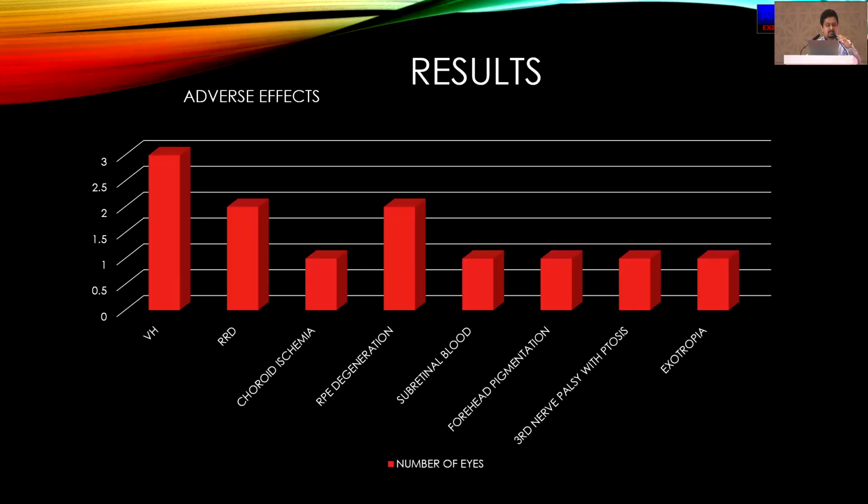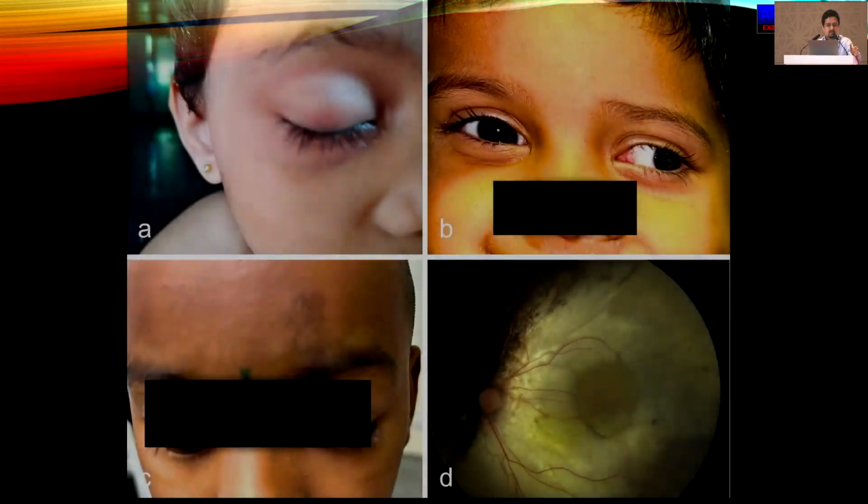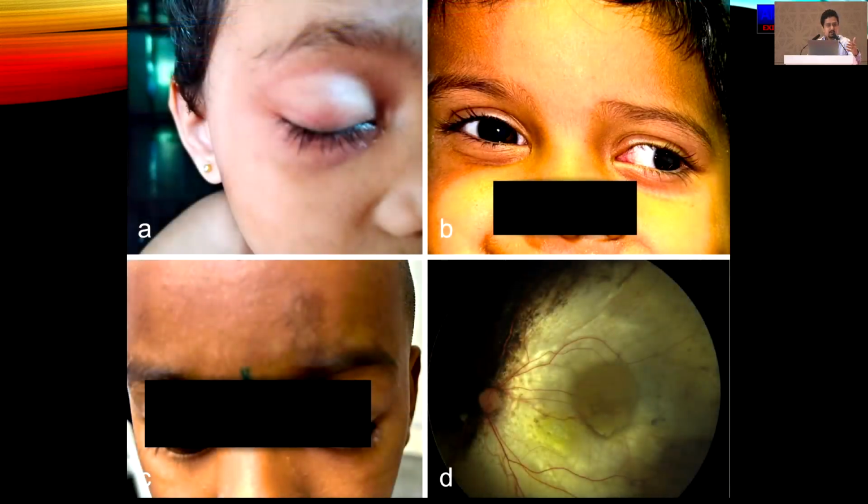Coming to the adverse effects, no intervention is without risk and complications. We found vitreous hemorrhage in 3 patients, rhegmatogenous detachment, choroidal ischemia, extensive RPE degeneration, of course because of the melphalan, subretinal blood, forehead pigmentation, third nerve palsy with ptosis, and exotropia. In the images, the first shows the third nerve palsy with complete ptosis, B shows exotropia, the third shows forehead pigmentation, which resolved over a period of time, and D shows extensive RPE degeneration following 2 cycles of intraarterial chemotherapy.